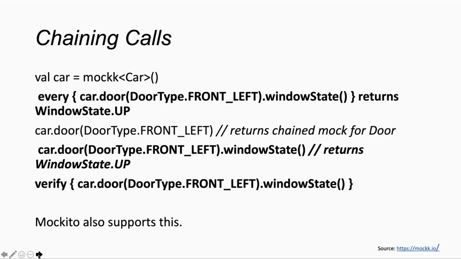So here I have a mock for car, and I want to mock the chained call, that is car.door with some parameter dot window state. Then I want to return a particular response. So it is possible using both MockK and Mockito.